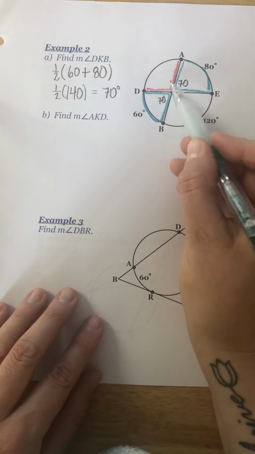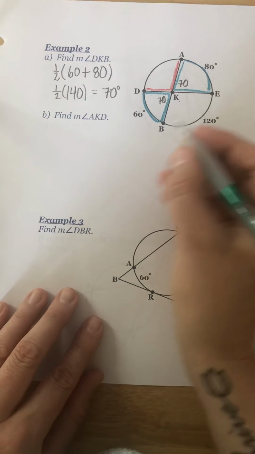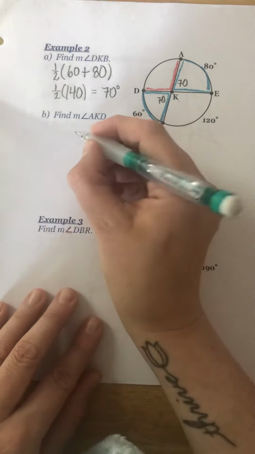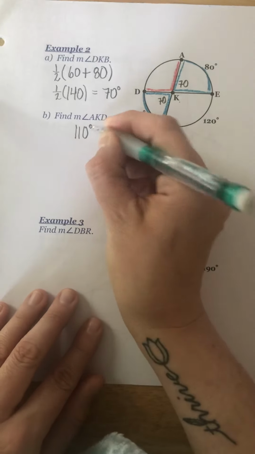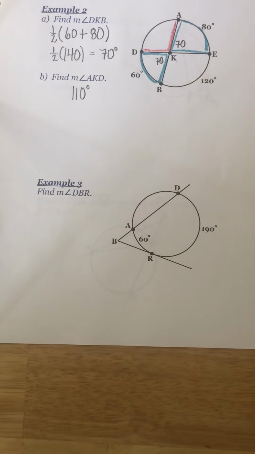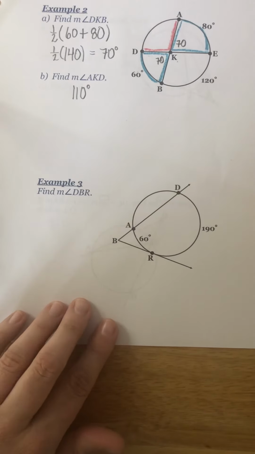That means they have to add up to 180 degrees. So if this one is 70 degrees, if we subtract 70 away from 180, we are left with 110. So that one is pretty easy if you can remember those relationships that we've been learning about all year long.